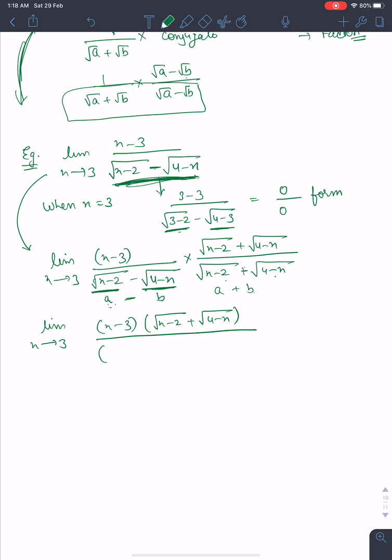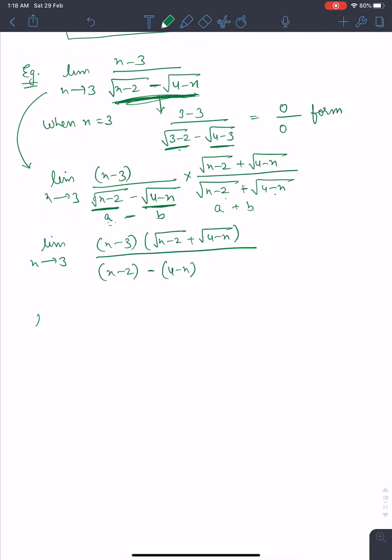Root of (x minus 2) whole square will give you x minus 2, minus root 4 minus x is going to give you 4 minus x. So limit x tends to 3 of (x minus 3) into (under root x minus 2 plus under root 4 minus x) upon (x minus 2 minus 4 plus x). Correct?